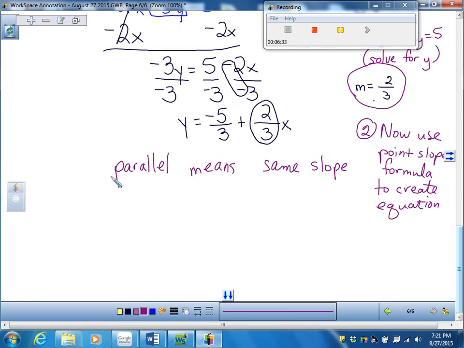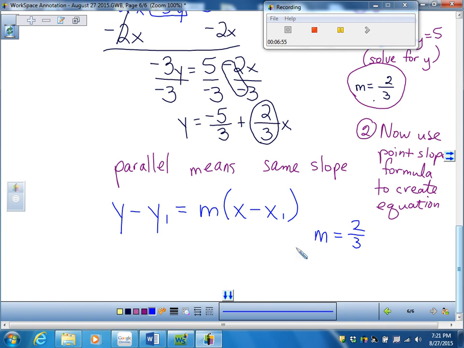So that's what we're going to do. I'm going to use my point slope formula, so I'm going to write that down. My point slope formula is y minus y1 equals m times x minus x1. I know my m. M is equal to 2/3 because it's parallel.